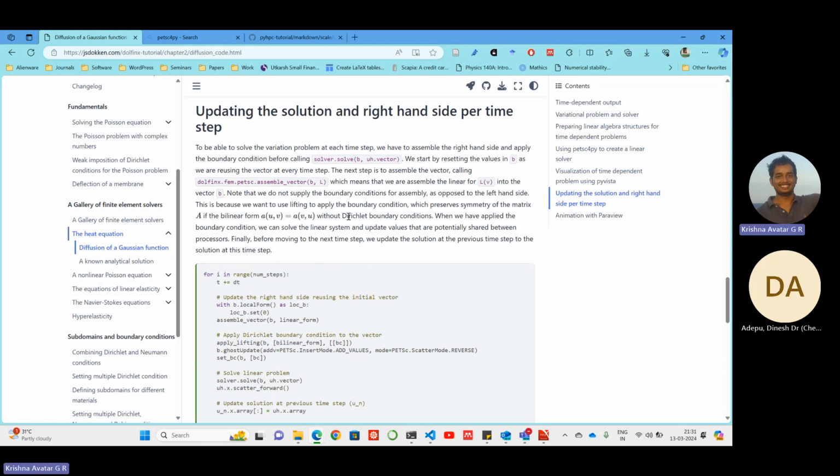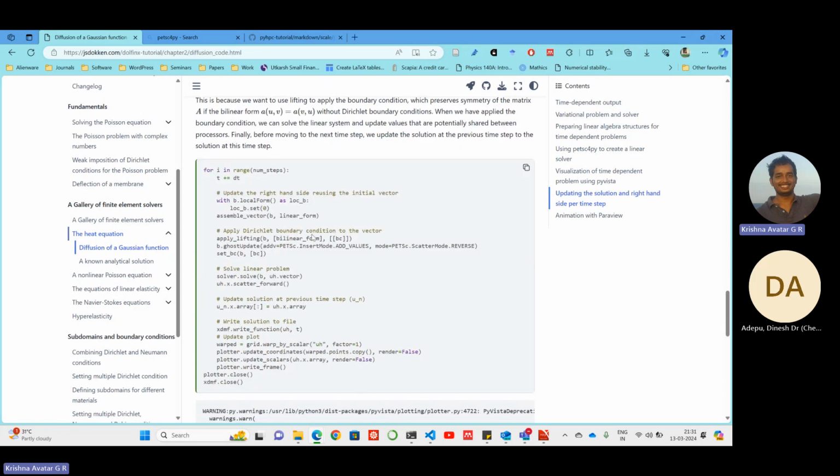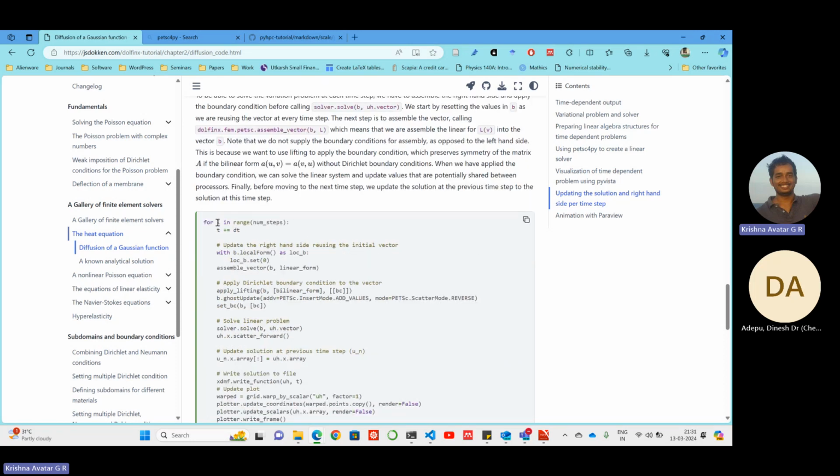So for today, let's start iterating, just marching in time. For i in range num_steps, t is equal to t plus delta t. Then we update the right hand side, reusing the initial vector. So with b.localForm as loc_b, we have loc_b.set(0).